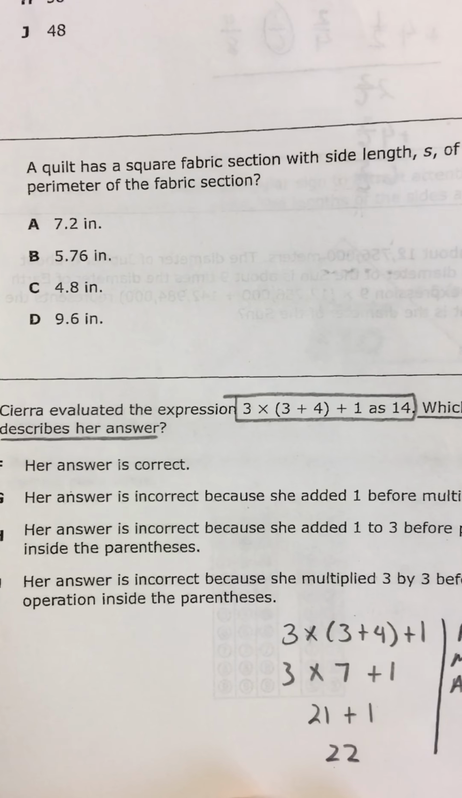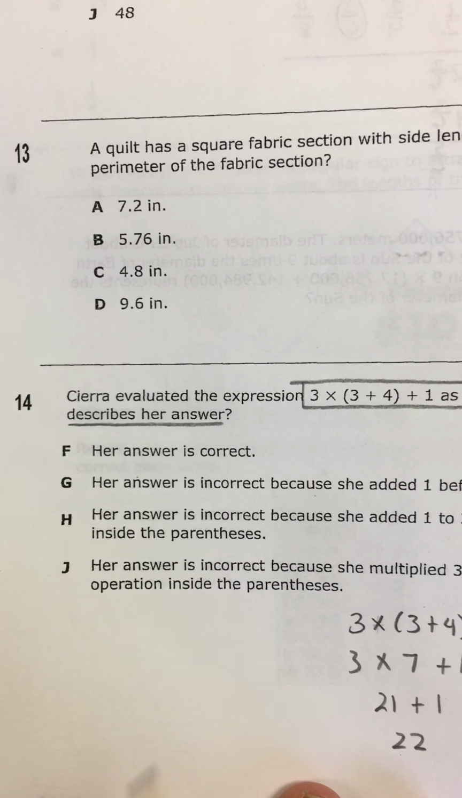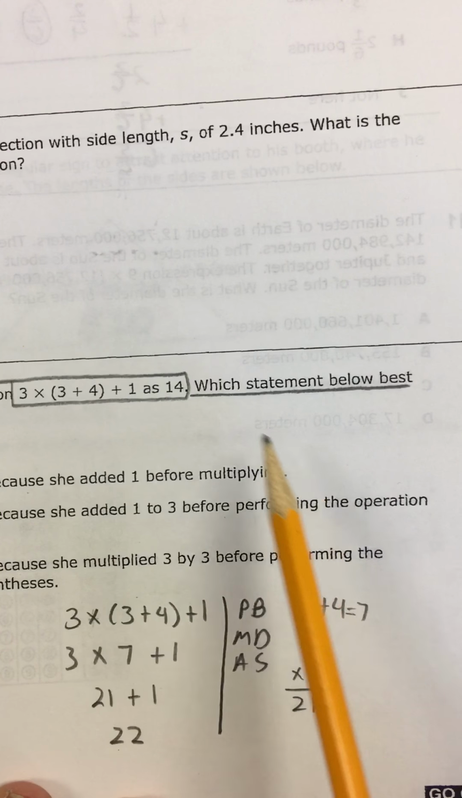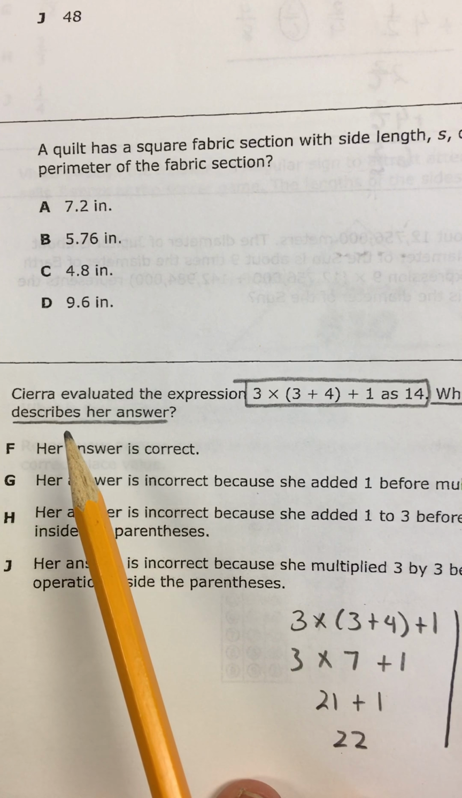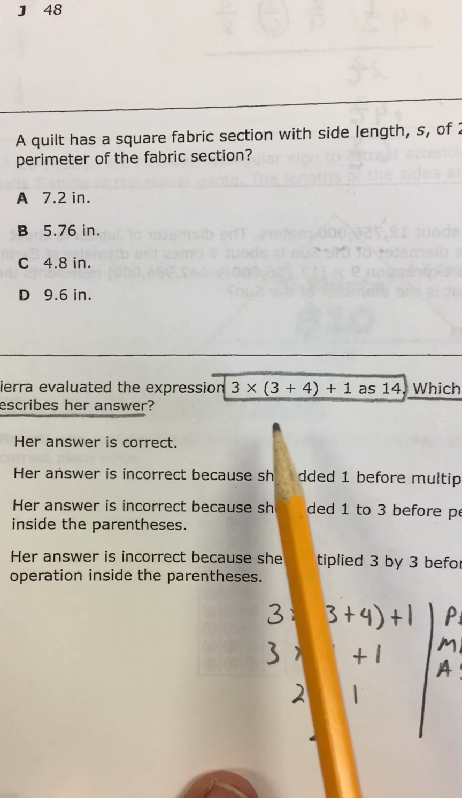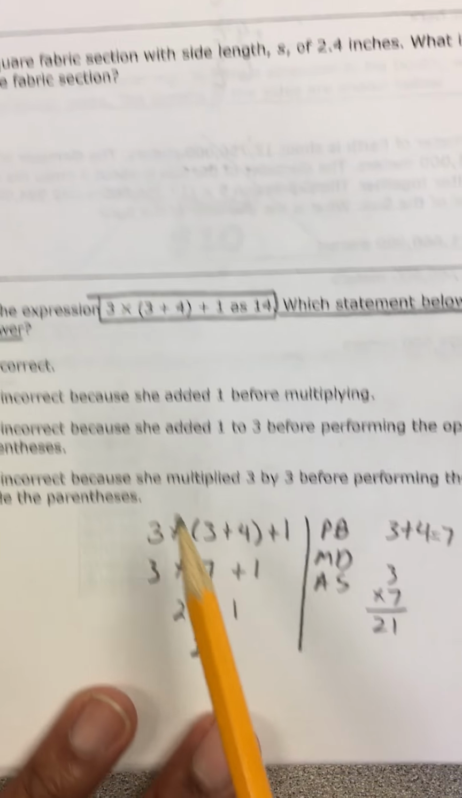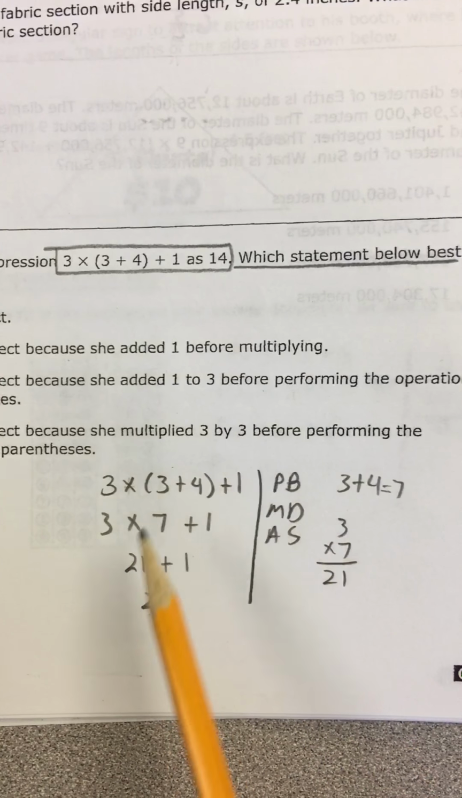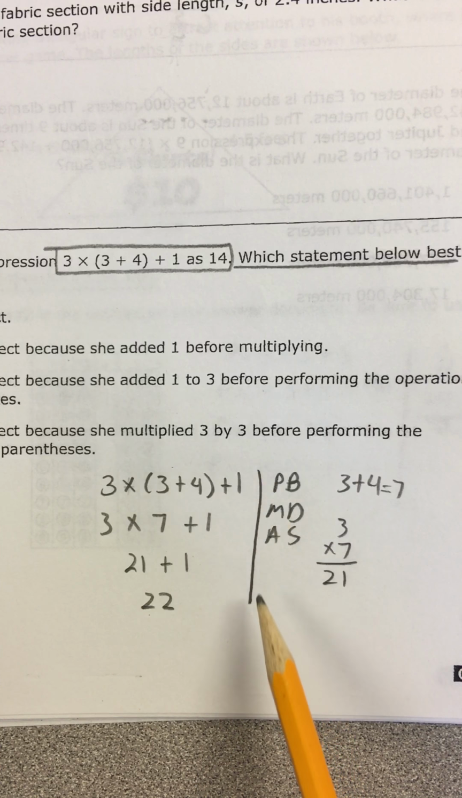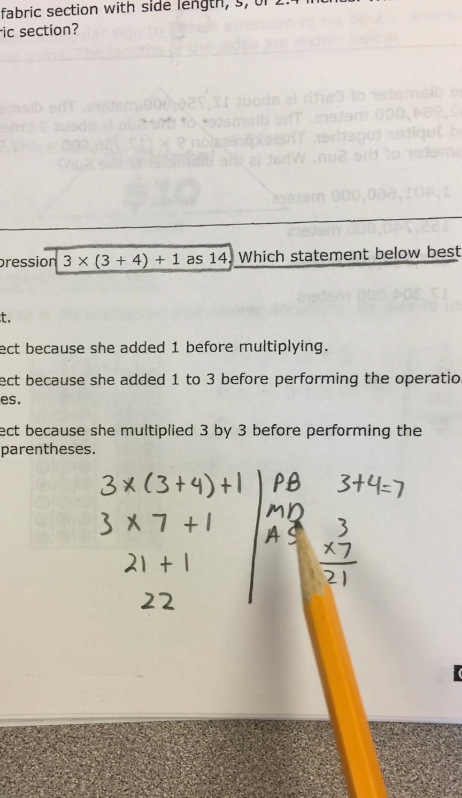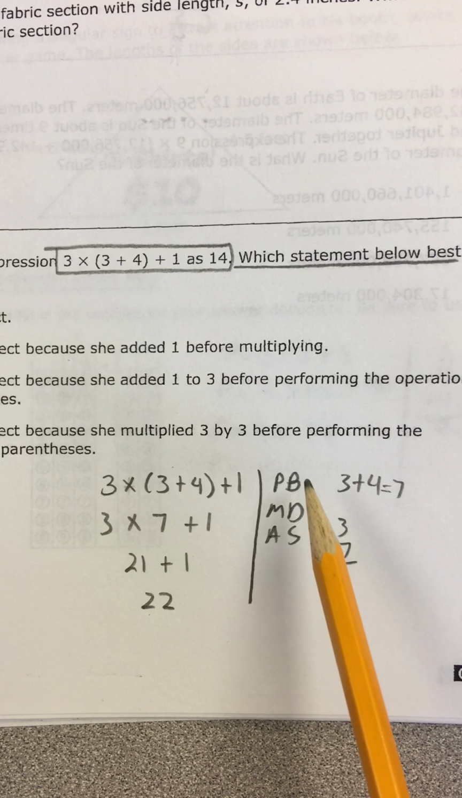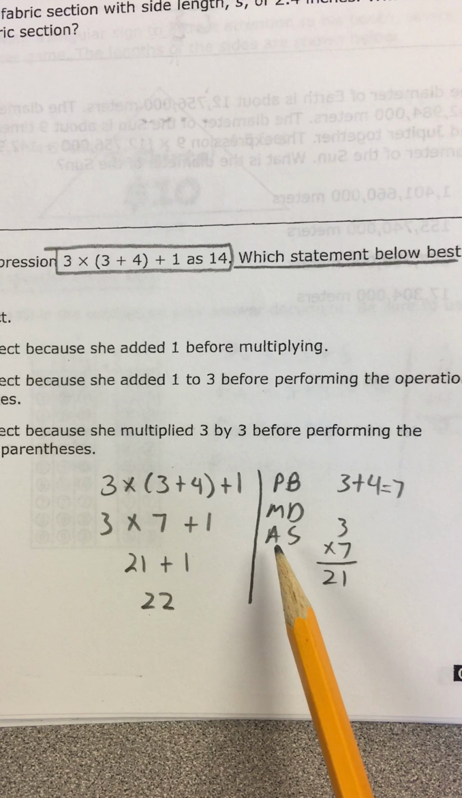For number 14, the question asks which statement below best describes her answer. So Sierra evaluated this expression. In order to see where her mistake was, we need to evaluate the expression ourselves. So we'll write down the expression, draw a line on the side: parentheses and brackets, multiply, divide, then add and subtract. Level 1, level 2, and level 3.